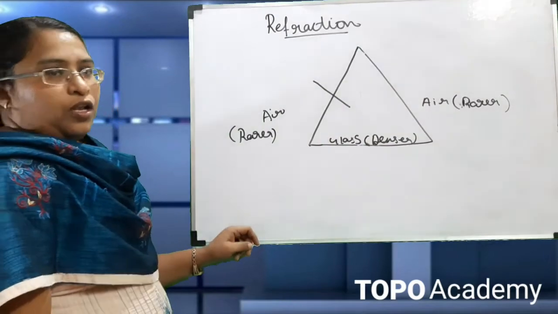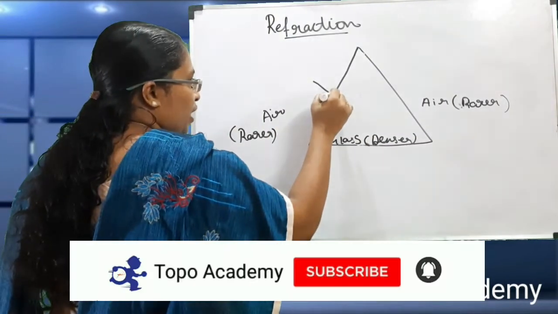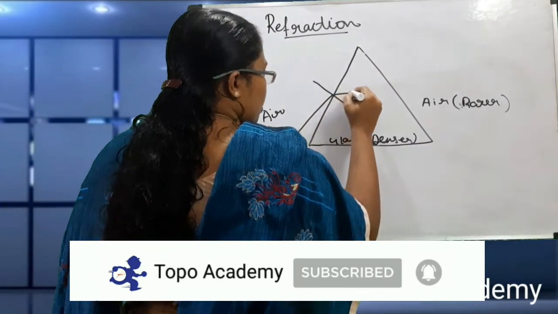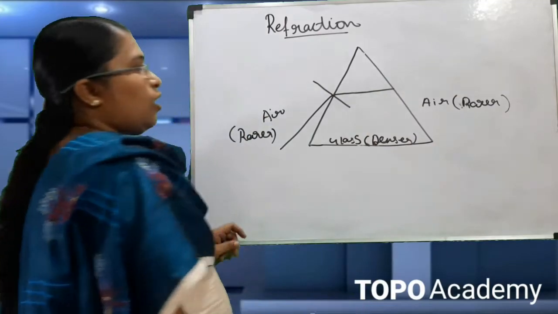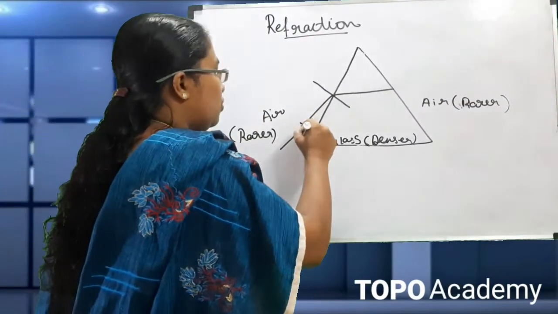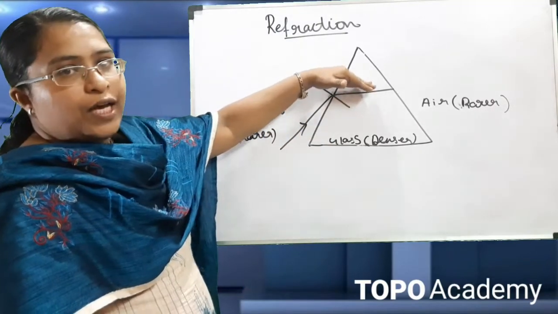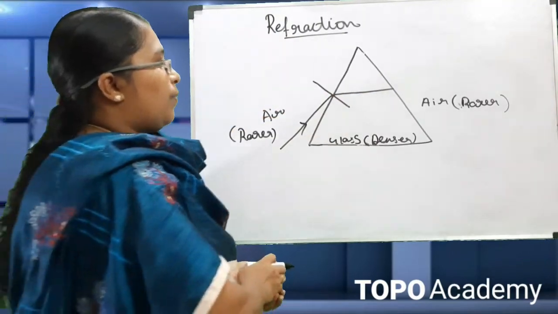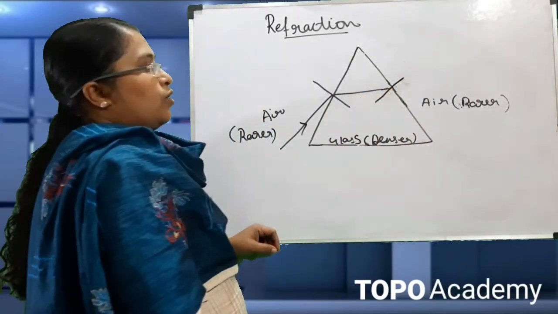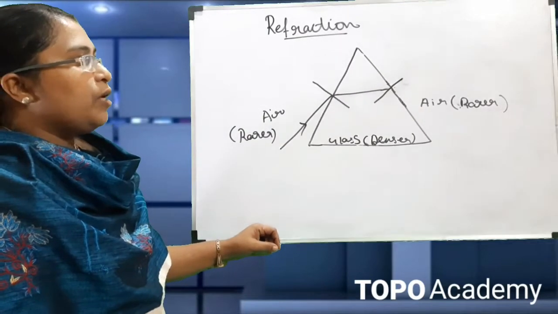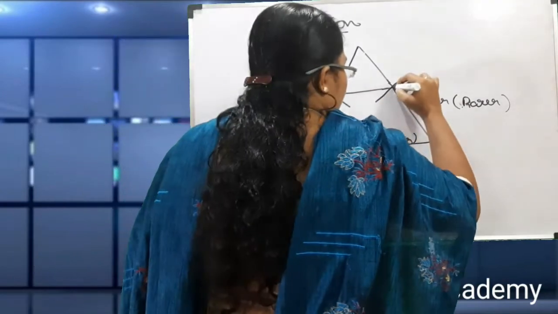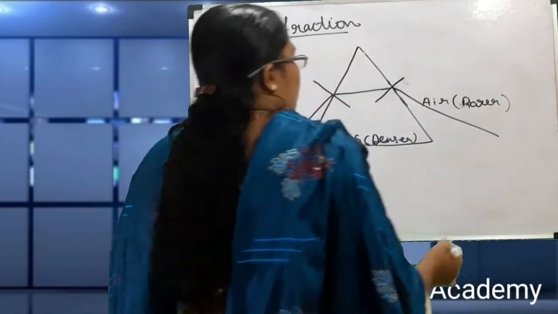So this is a normal. Here a light ray is entering from air medium to glass medium, so it bends towards the normal. Here the light ray is entering from rarer medium to denser medium, so it will bend towards the normal. And again, normal. Here the light ray is entering from denser medium to rarer medium, so it bends away from the normal.